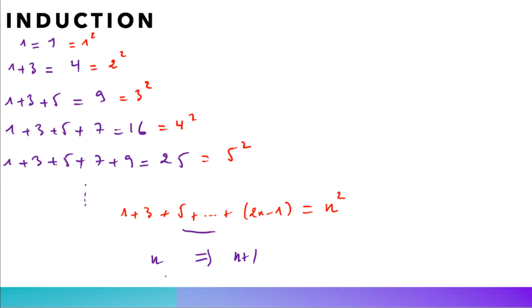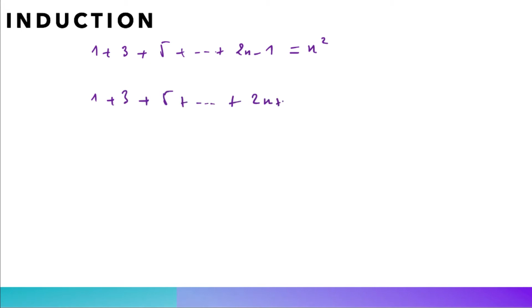From this, it follows that if the first assertion is true, then the second is also true. The second is true implies that the third is true. The third is true implies that the fourth is true, and so on and so forth. In this fashion, induction proves that our assertion is actually true for every positive integer n.